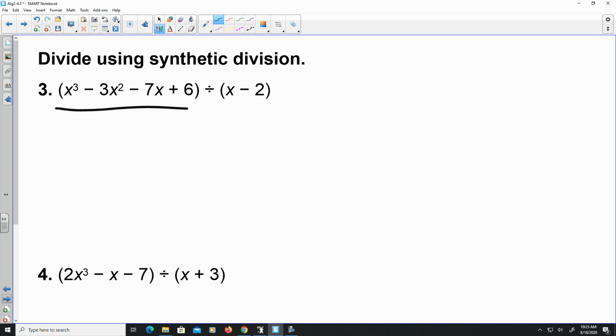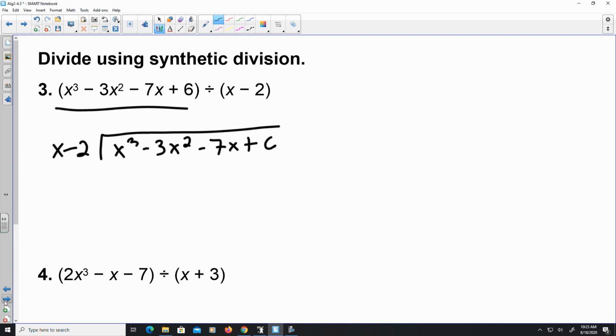So x minus 2 on the outside, this is going to be x to the third minus 3x squared minus 7x plus 6. 3, 2, 1, constant. Nothing's missing, so we don't have to do that. So second here, this is going to be just x squared, because x squared times x is x to the third, x squared times minus 2 is going to be minus 2x squared. Minus, plus cancels. This turns into negative x squared minus 7x.